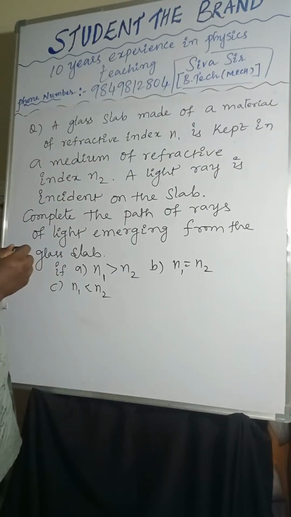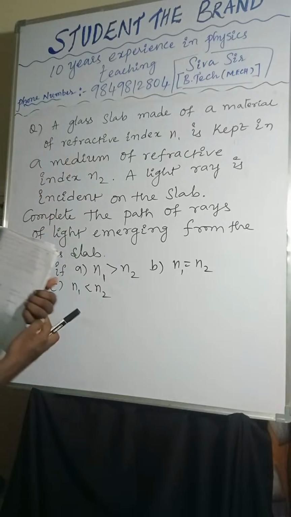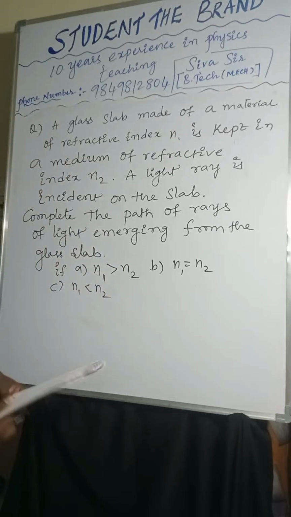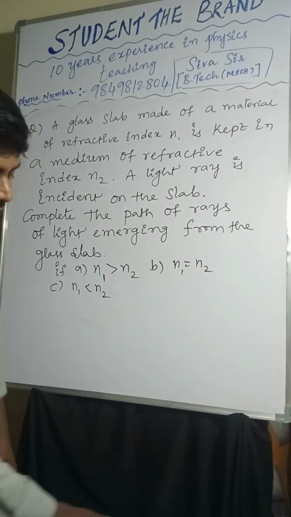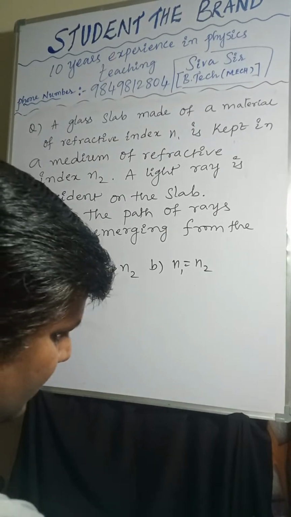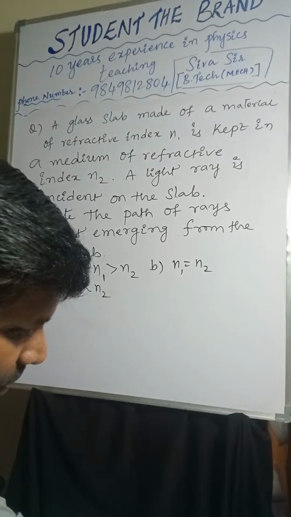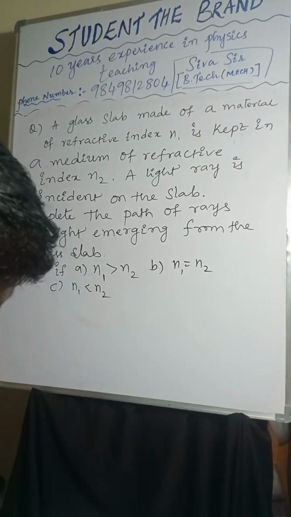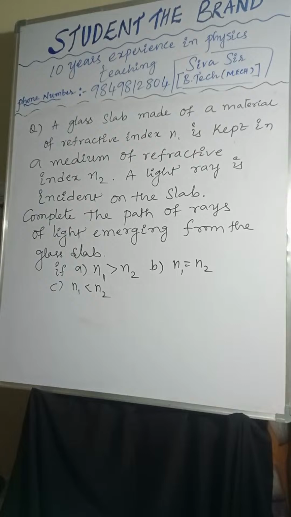Now you can check it once. So here, a glass slab made of a material of refractive index n1 is kept in a medium of refractive index n2. So they have given it like that. Now you can check how you will get the answer for this question and how to draw the diagram. So these questions are very important. You can check once how we have to draw.